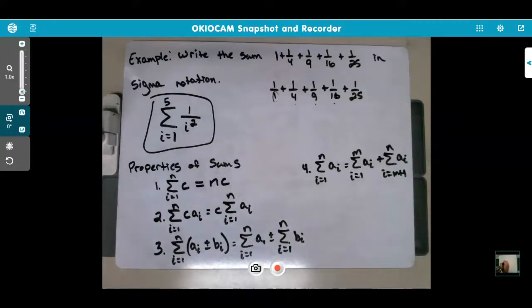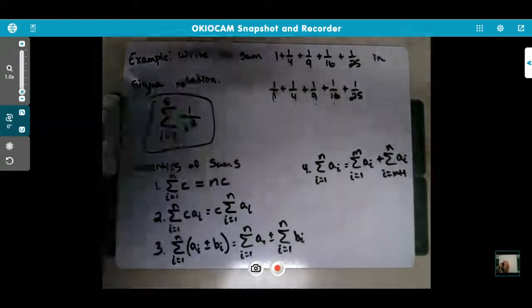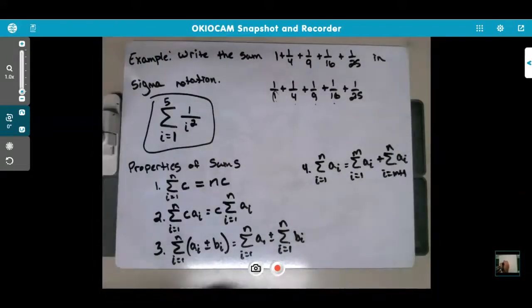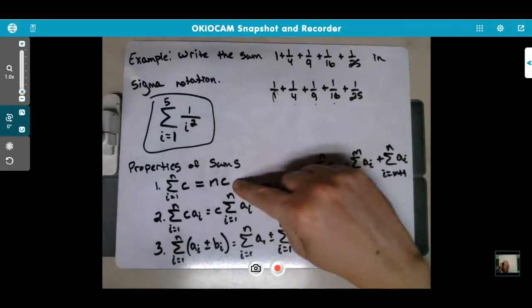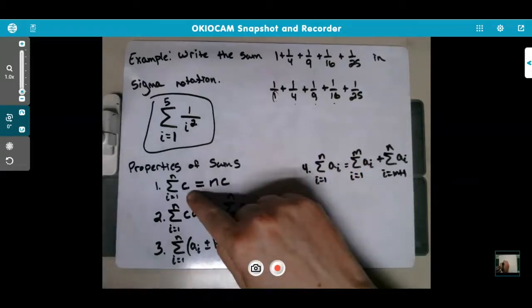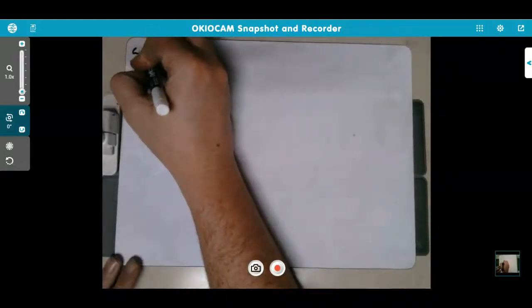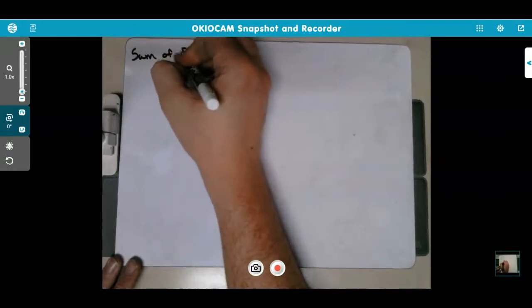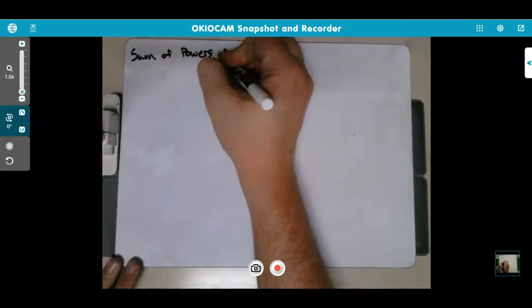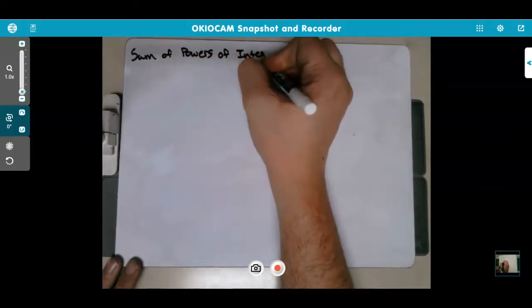So on top of these properties of sums, something else that we have are some known sums that are going to help us out. Here I already know what the sum of a constant is, so that's helpful. But I can also do, I know a few more sums.